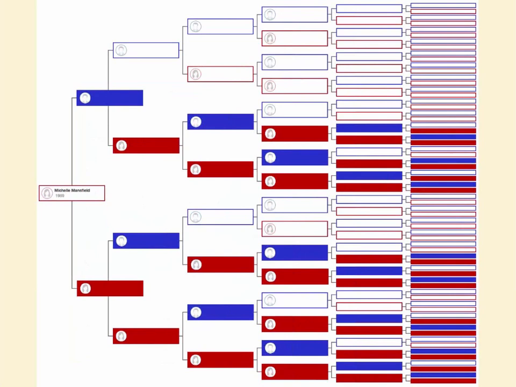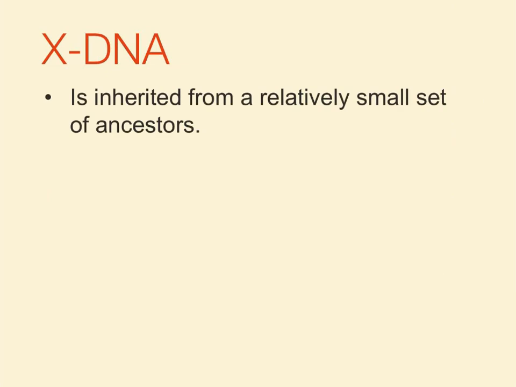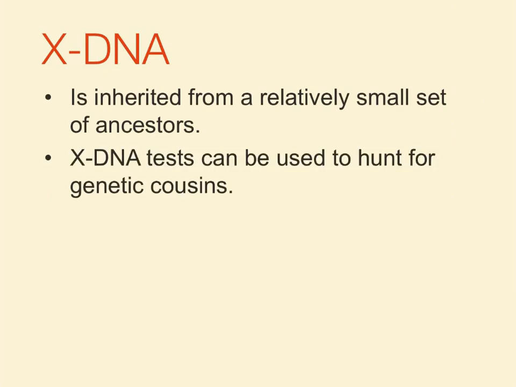And so we can use this type of inheritance pattern to understand what an X DNA match and test can help us do. So as I sort of illustrated, it's inherited from a relatively small set of ancestors, certainly more though than a Y or mtDNA test. It can be useful for hunting for genetic cousins.